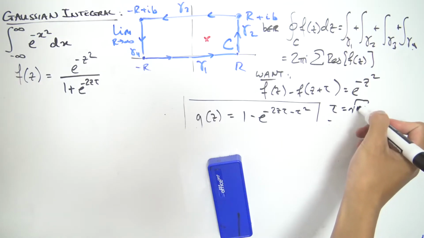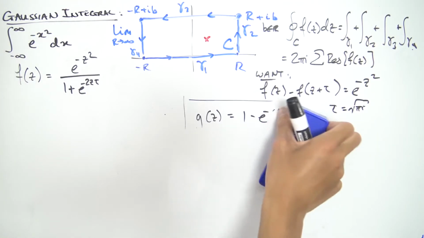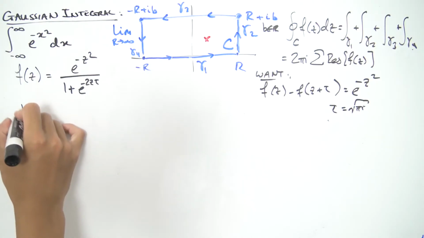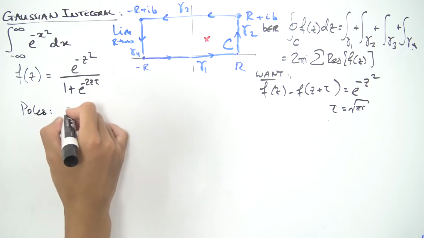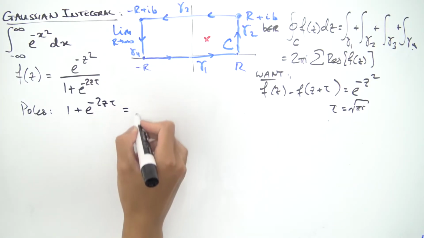So tau is pi times I. Accidentally rubbed that out. Alright, so we figured out what our function f of z is equal to. Let's immediately figure out what the poles are, because our poles will be very useful in determining what our residue will be. So poles of our function f of z, let's solve 1 plus e to the minus 2z tau is equal to 0.